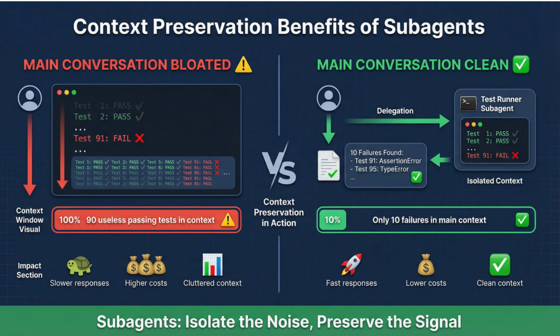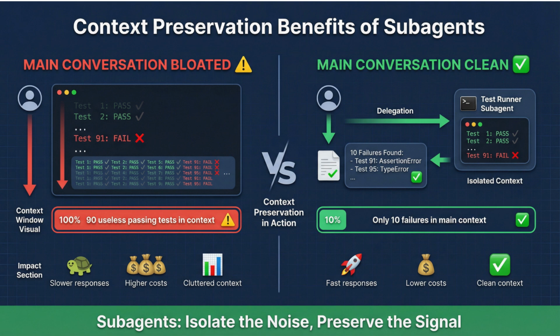If you run 100 tests where 10 fail in your main conversation, all 100 results fill your context. The 90 passing tests provide no value, but they're consuming space, and every subsequent request has to process that useless output. A subagent solves this elegantly. When you delegate test running to a subagent, it executes in its own isolated context, analyzes all the results, identifies the failures, and returns just the critical information. Those 90 passing tests never touch your main context.